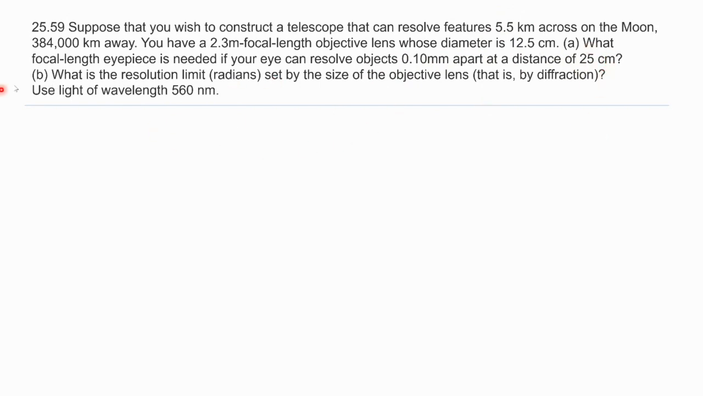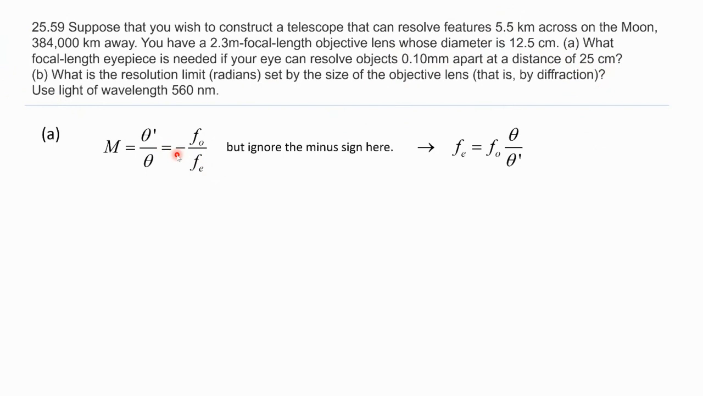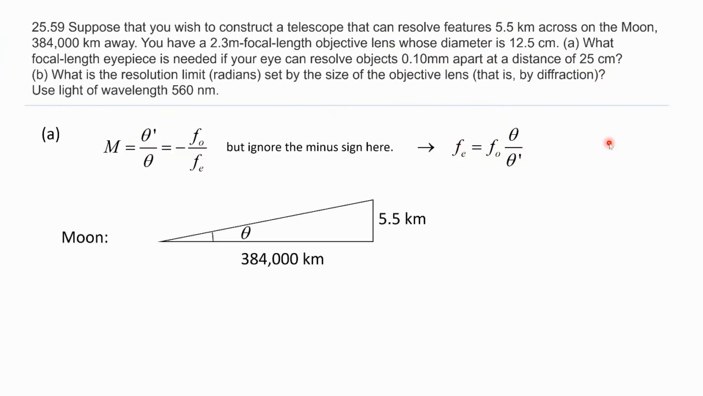Okay, so let's work on part A before going on to part B. Here's the magnification formula, right? We're going to ignore the minus sign, and we're just going to have the eyepiece focal length related to the objective focal length this way. That just follows from this equation, ignoring the minus sign. We could put in the minus sign, but it doesn't really help in this case because we just want these distances.